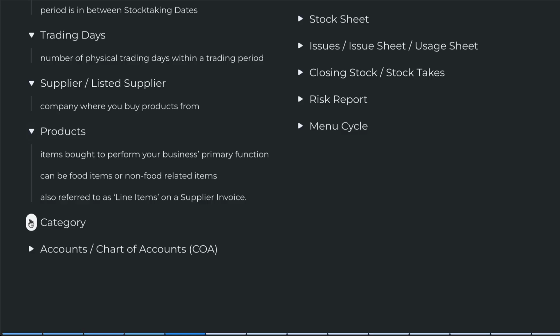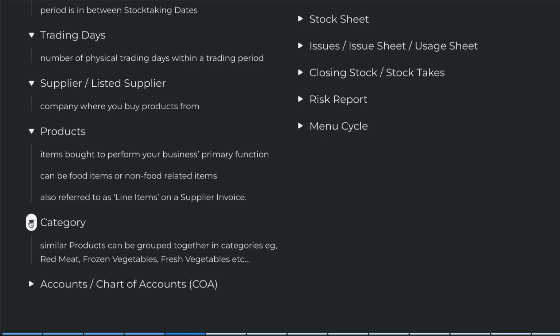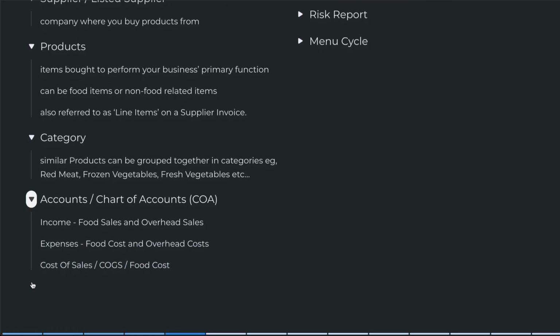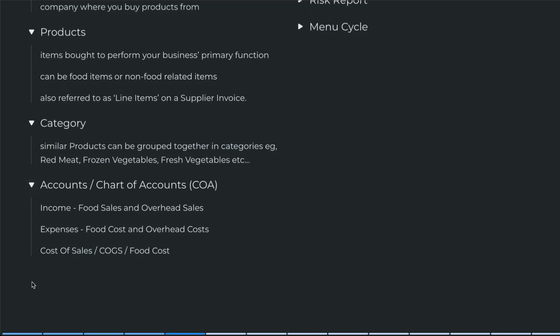They can be food items or non-food related items, and are also referred to as line items on a supplier invoice. Category. A way to group similar products together, like red meat or frozen vegetables. Accounts, or chart of accounts, COA. This classifies your income, food sales and overhead sales, and expenses, food cost and overhead costs.